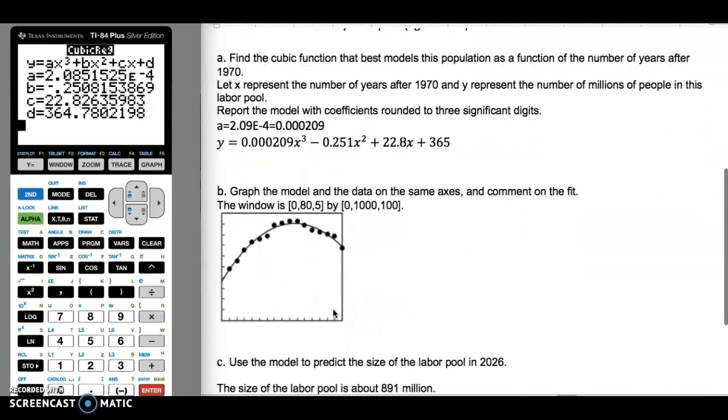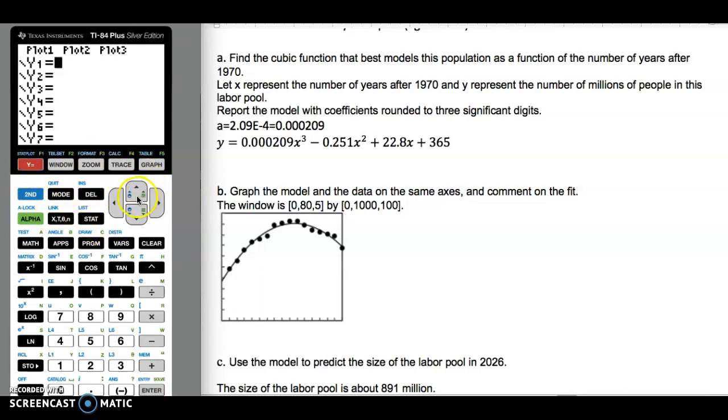So part B, graph the model and the data on the same axes and comment on the fit. So we're going to go ahead and graph it. To graph it, what you need to do is first turn on your stat plot. So go to y equals and go up here and just highlight Plot 1 and press enter. And that's going to turn on your stat plot. Basically, it's going to graph these little dots here for you.